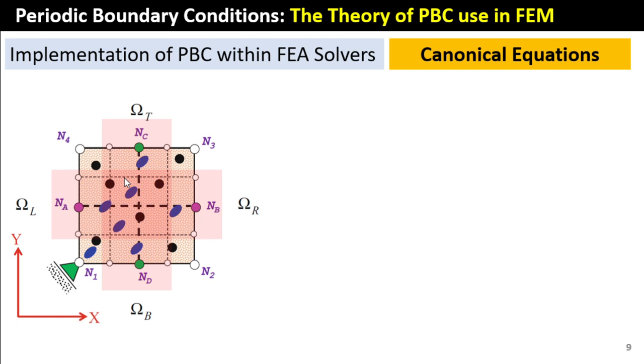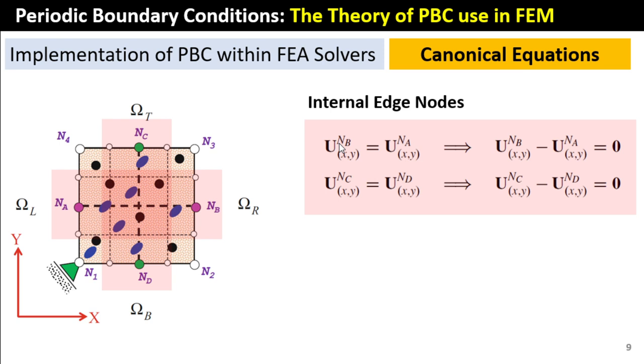If we pick up just a set of these internal nodes, these are called my internal nodes. These three nodes correspond to those three nodes, and this node corresponds to those nodes. What we find with this internal edge node is that for periodic boundary condition to apply, the displacement of node B must be equal to the displacement of node C. This is the principle, which we can then convert into a canonical equation, which is an equation that has to always have zero on the right-hand side. So I'll move A to this side, so you end up having this be equal to zero. The same thing will apply for nodes C and D.